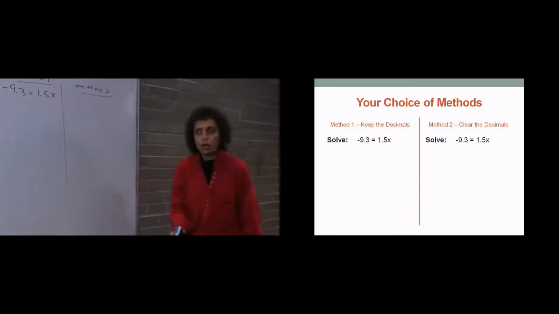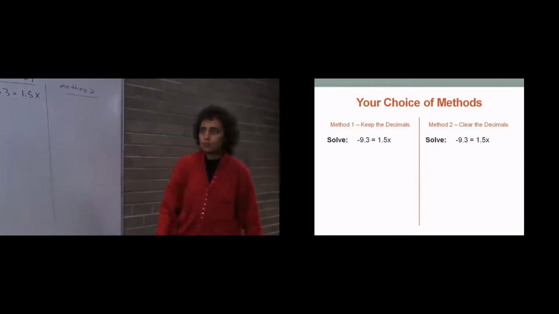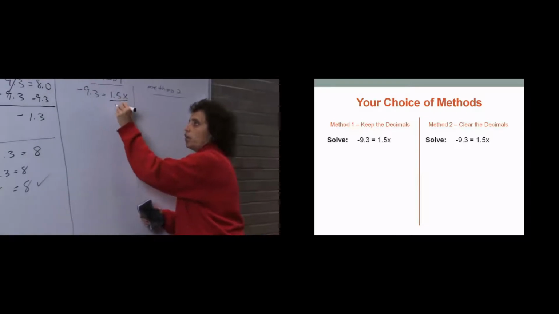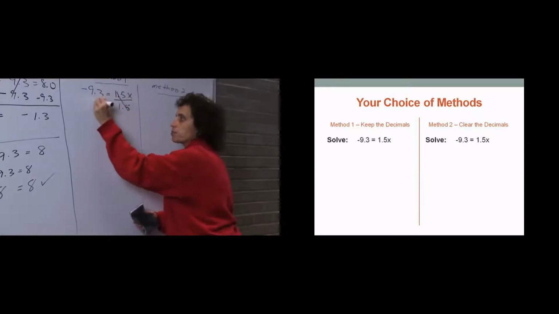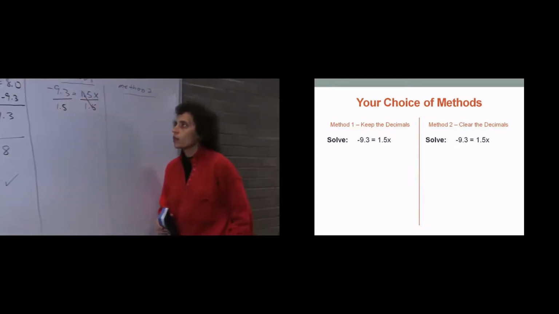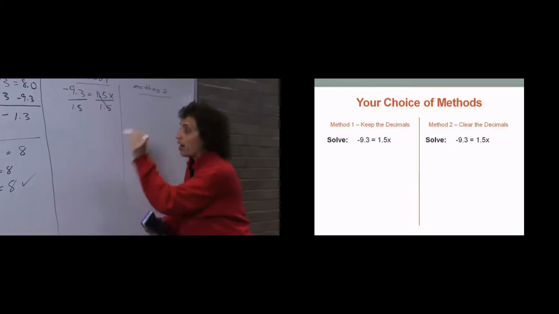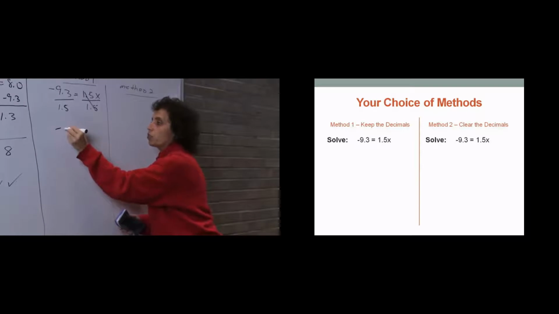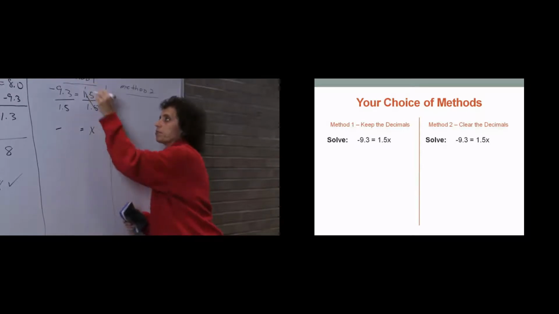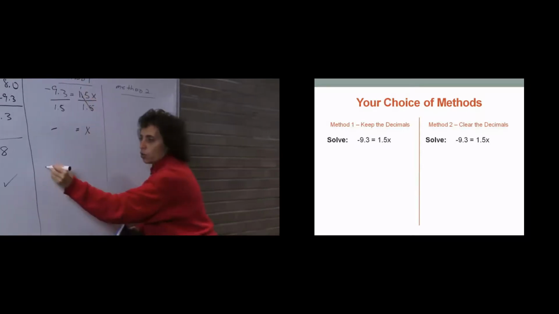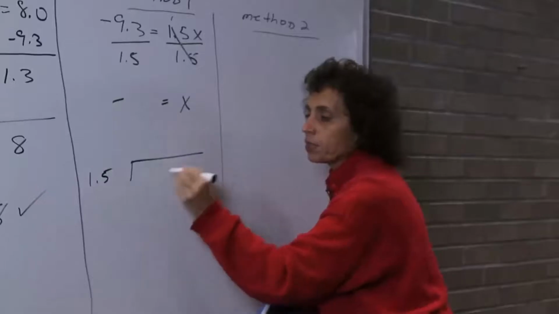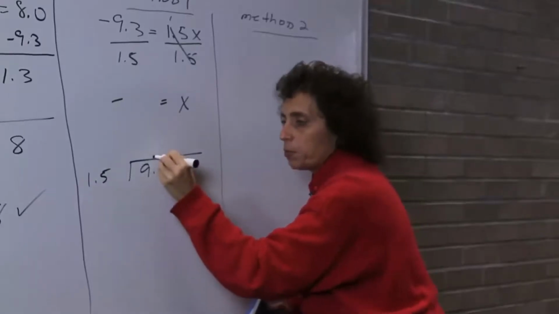So we're going to do method 1, which is keeping the decimal. Like we said, we divide by exactly what's there. All right, so now we're going to take negative 9.3 divided by 1.5. We know it's going to be a negative. Okay, so here we go. Ready? 1.5, 9.3. We're going to point up.